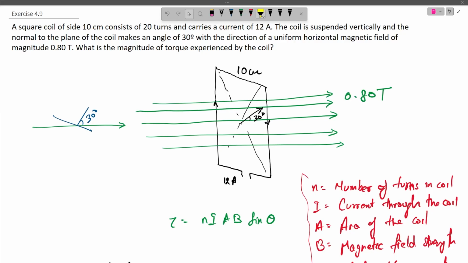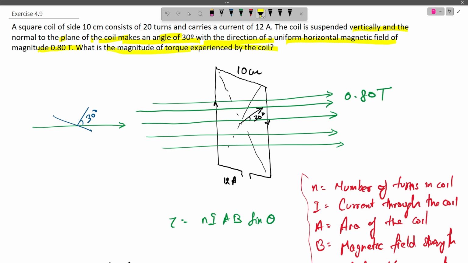The question says that a square coil of side 10 cm consists of 20 turns and carries a current of 12 ampere. The coil is suspended vertically and the normal to the plane of the coil makes an angle of 30 degree with the direction of the uniform horizontal magnetic field of magnitude 0.80 Tesla. What is the magnitude of torque experienced by the coil?